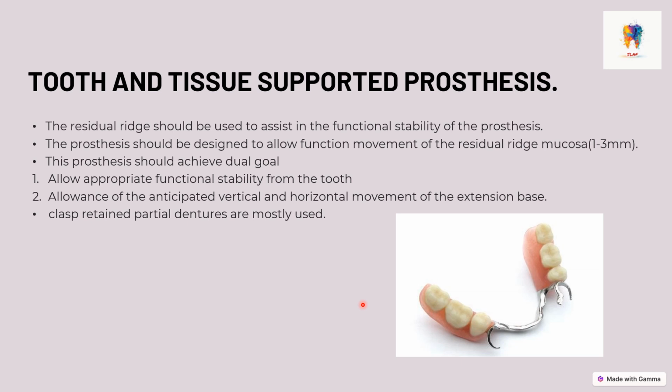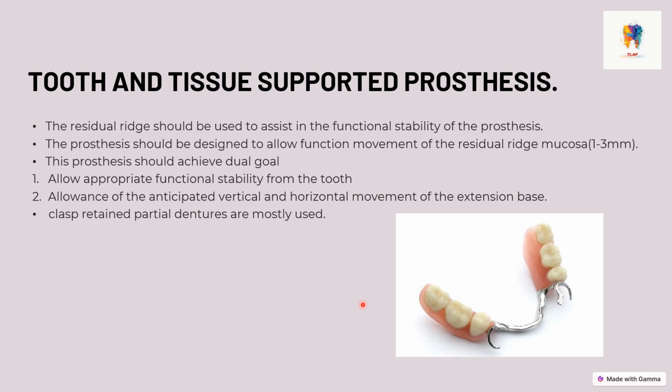The next point is that this prosthesis, the tooth and tissue supported prosthesis, achieves a dual goal: to allow appropriate functional stability from the tooth, and to allow the anticipated vertical and horizontal movement of the extension base. There are not only two types of movement occurring in your mouth; there are oblique forces and many kinds of forces. But basically vertical and horizontal movements are more anticipated, so there should be allowance by the prosthesis for these movements.